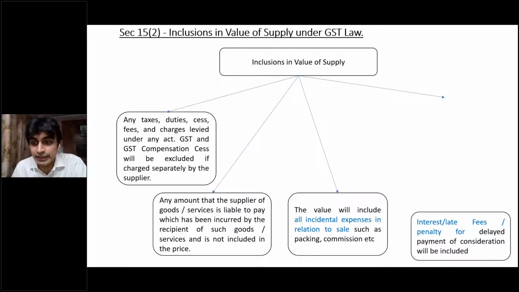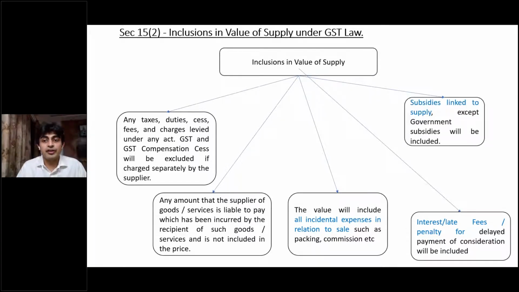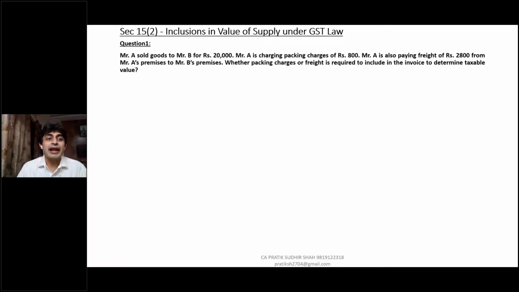Fourth, interest, late fee, penalty. Again, you can raise a separate debit note for receipt. And the last is what? Subsidies linked to the supply. If subsidy is given by government, it won't be included. But if subsidy is given by some third person, Tata, Reliance, anyone, then that subsidy shall be included in the value of supply. Clear? So this was my inclusions.